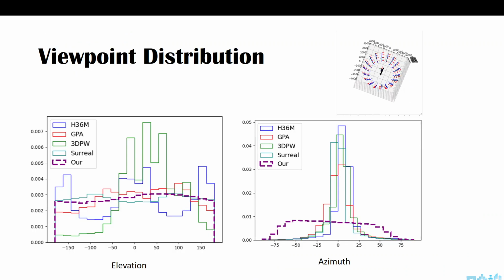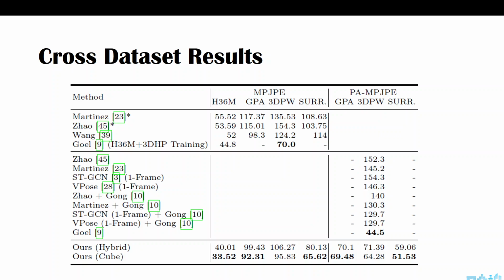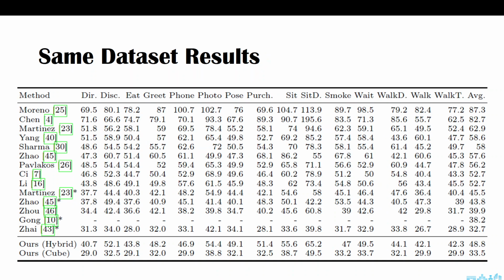As can be noted, we used synthetic viewpoints to train our networks. Here we show the viewpoint distribution from training in purple. As can be seen, ours is more uniform than the other datasets. Since we train on augmented viewpoints, we see better cross-dataset performance. Here, our network is only trained on H36M dataset. While it's not our primary focus, we observe comparable performance with the other methods in same dataset benchmark.